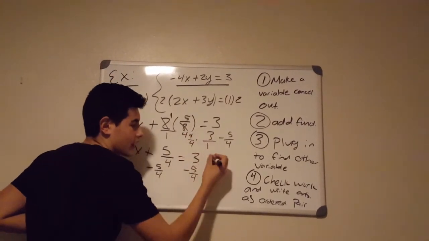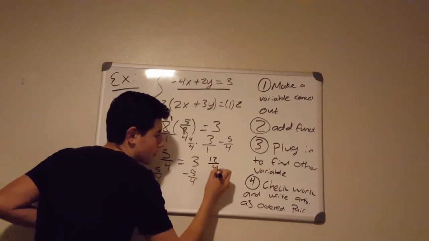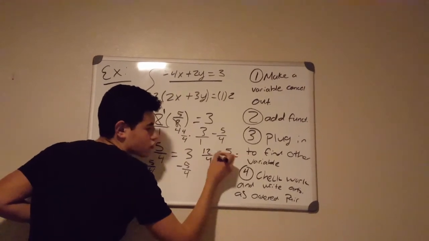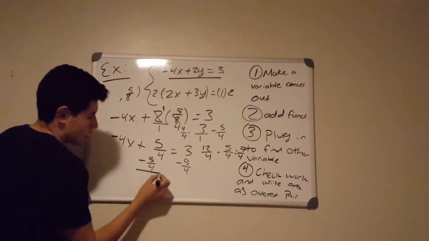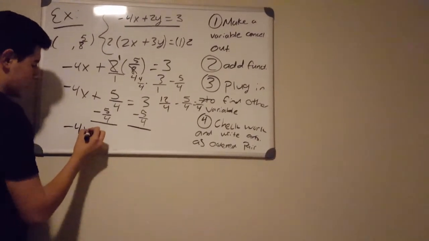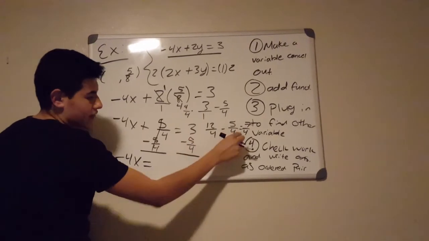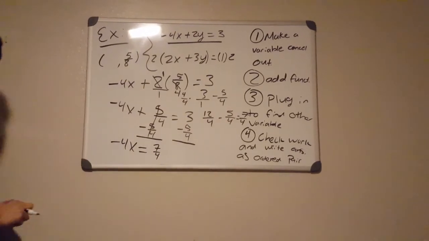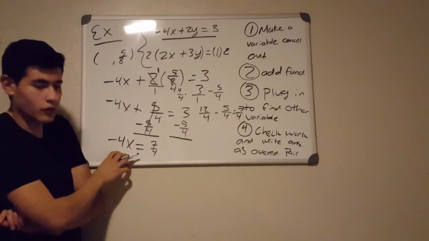So 4 times 3 is 12. 4 times 1 is 4. Minus, bring down this 5/4. And that gives us 12 minus 5 is 7/4. So that's basically what I did right here. So we have negative 4x is equal to, these two cancel out, the math for this is 7/4. 7/4. Okay, so now what I'm going to do here is, because these are being multiplied, I'm going to divide by negative 4.